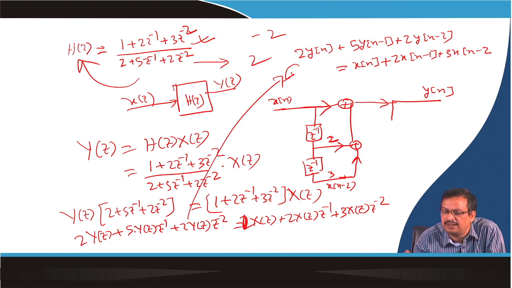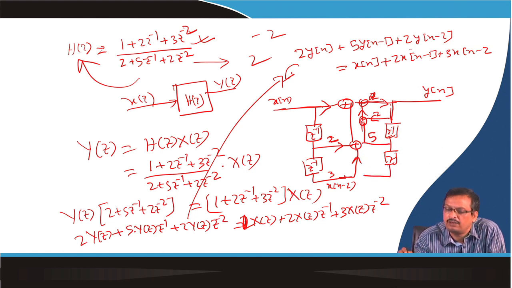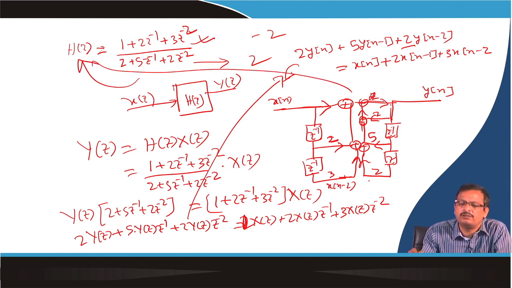Then y(n) again has to be multiplied by 2. So y(n) goes through z^-1, then z^-2. This z^-1 output will be multiplied by 5 and added here, and this one will be multiplied by 2 and added here. So this is the structure 1 implementation of this transfer function.